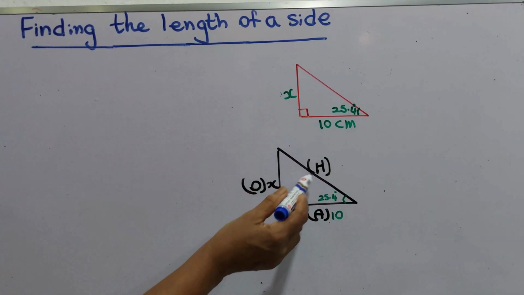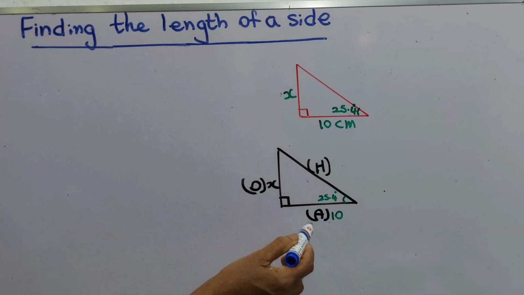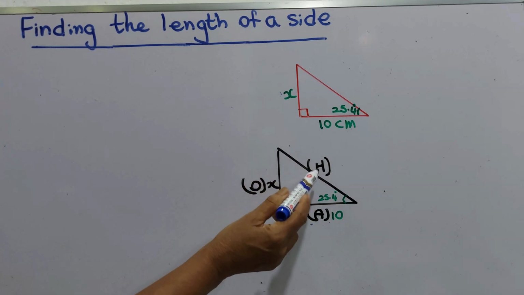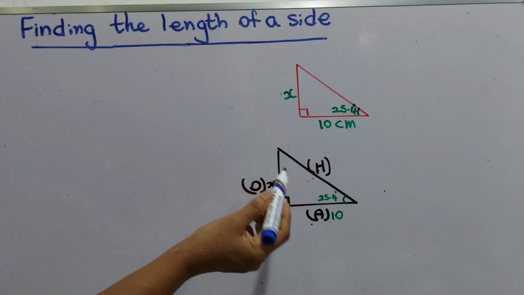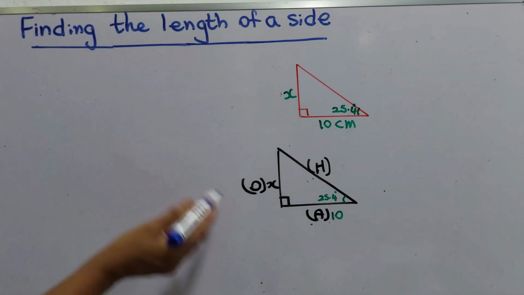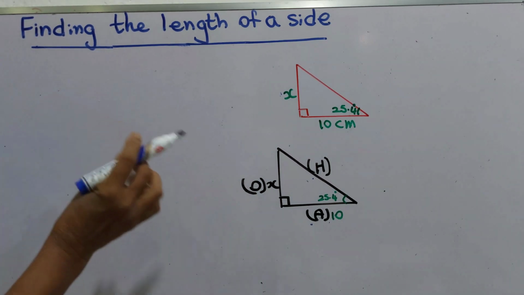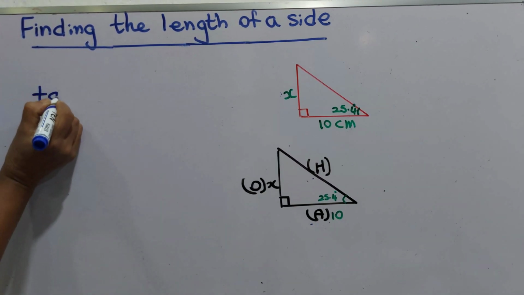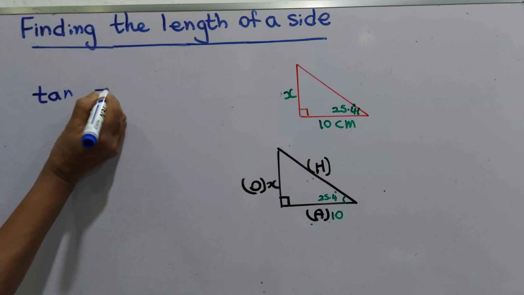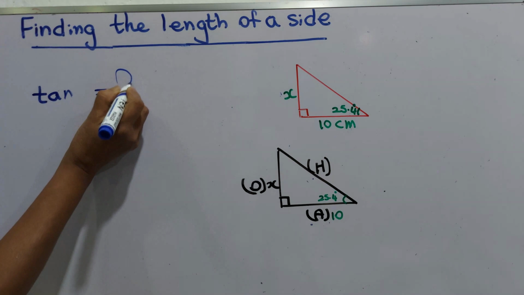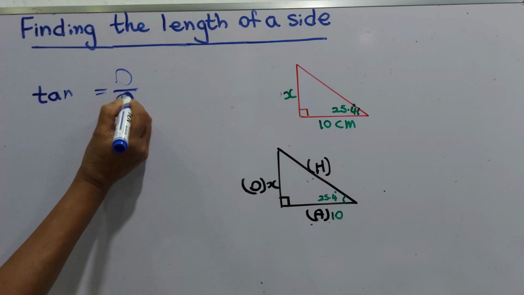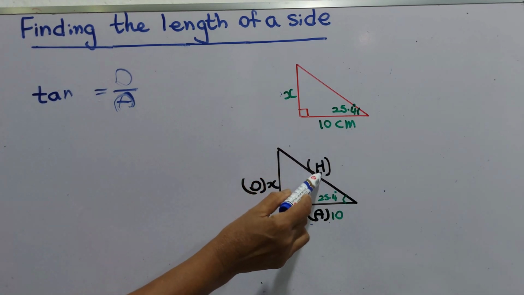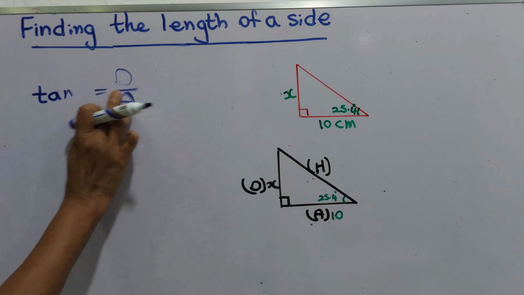We have to find O and A. We don't know about H. Then can you remember that day we learned TOA, that simple sentence, Toa of Soa Cah Toa? That means tan is O over A. This is the connection with this. We know nothing about H, but we know about O and A.